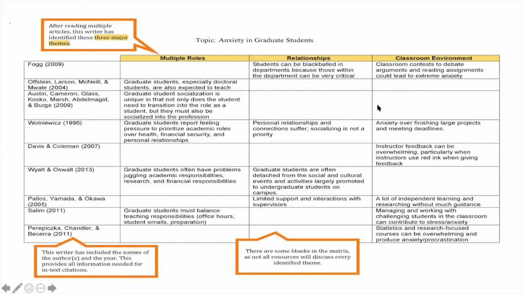Importantly, some sources have multiple themes. Some sources have only one. Don't force a source to say something that it's not actually saying. Instead, assign it to a theme and see which sources fall under one theme. It's more important that you have multiple sources with each theme than trying to make a source say something it doesn't actually say.